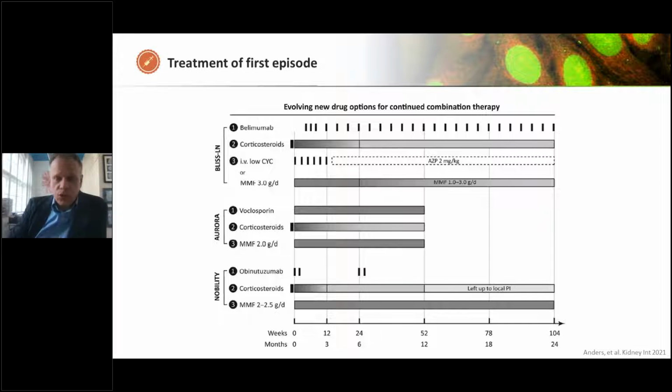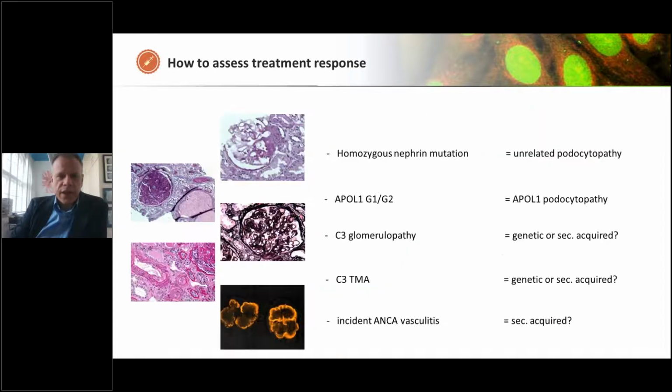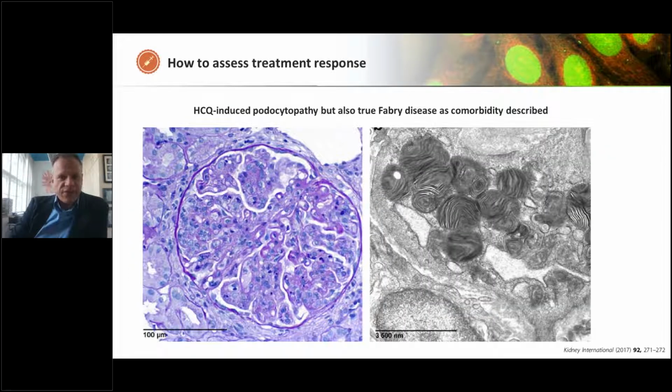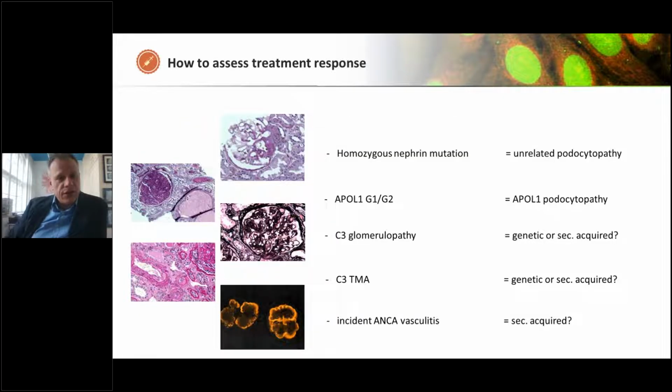The Chinese, by the way, have been doing this for a couple of years, and they have great results, and now we also have some European data. Okay, I think I have to go a bit faster, just about the rebiopsy question.